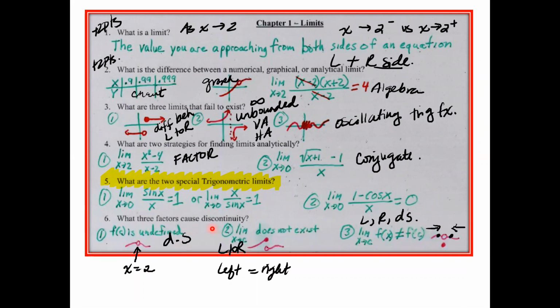3 different factors that cause discontinuity. The first one is if x approaches c on the left side, the limit doesn't exist, or if f of c is undefined. And the next one is when x equals a specific number, the y value does not match. So these are the diagrams that you can see for those.